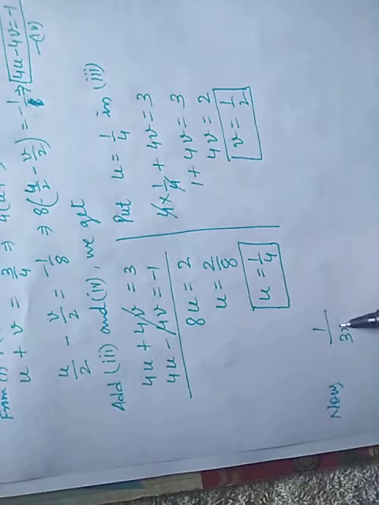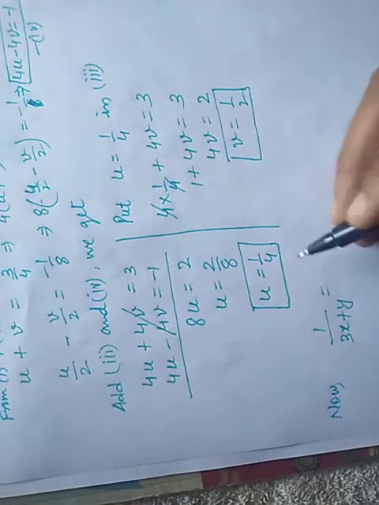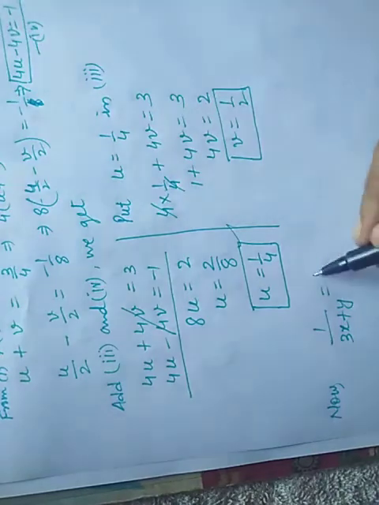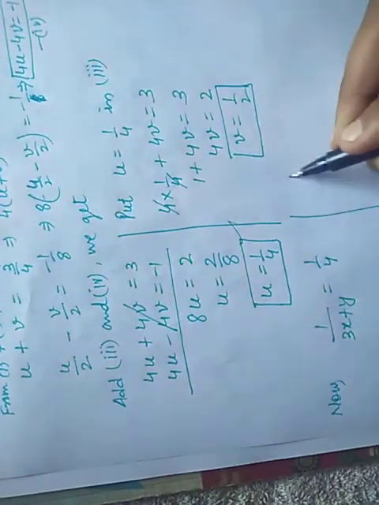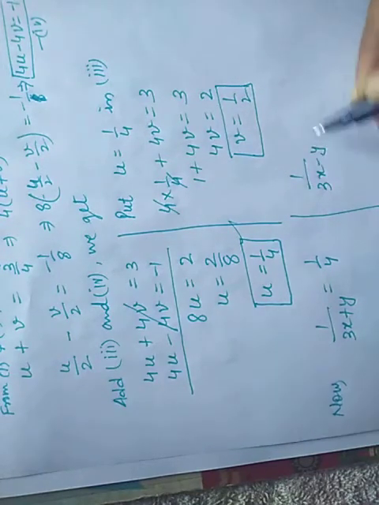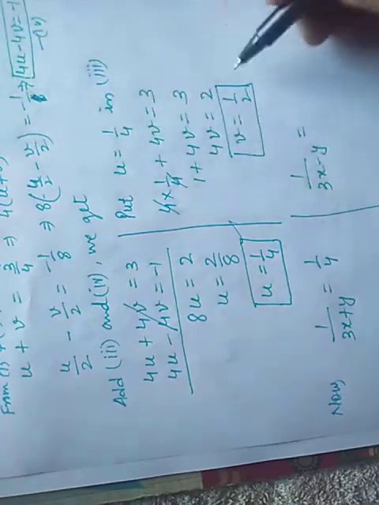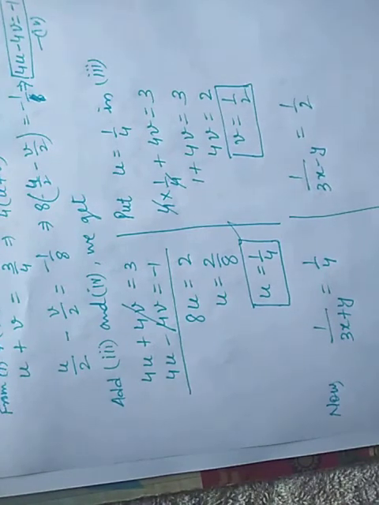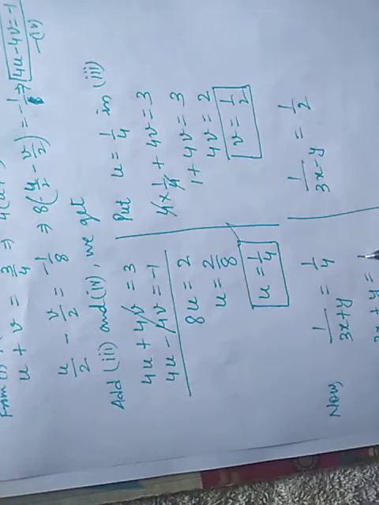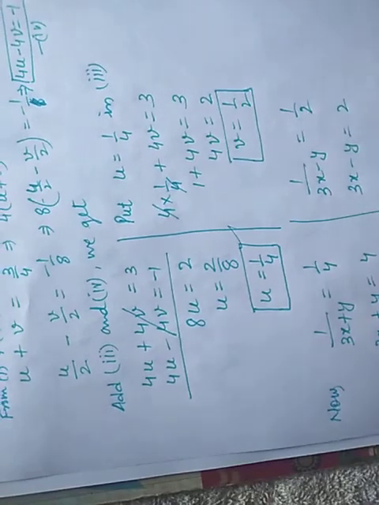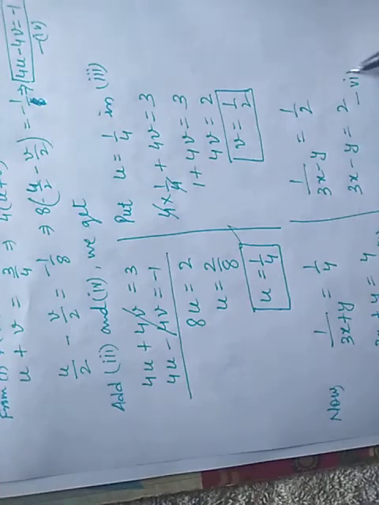1 upon 3x plus y is equal to u, and the value of u is 1 by 4, and 1 upon 3x minus y is equal to v, and the value of v is 1 by 2. We can solve them again by taking reciprocal. It will be 3x plus y is equal to 4, and 3x minus y is equal to 2. We can take them as equation 5th and equation 6th.